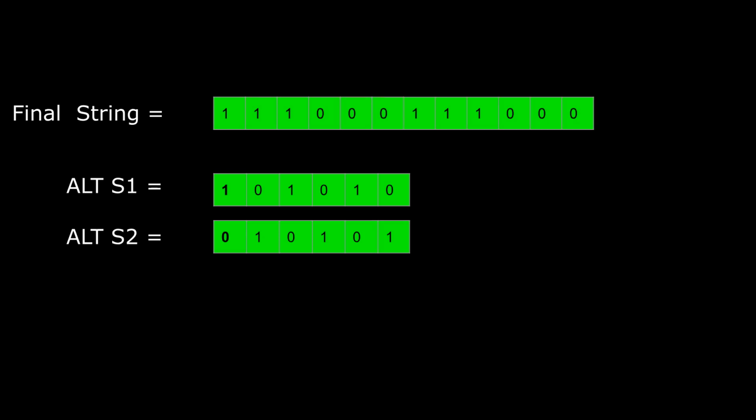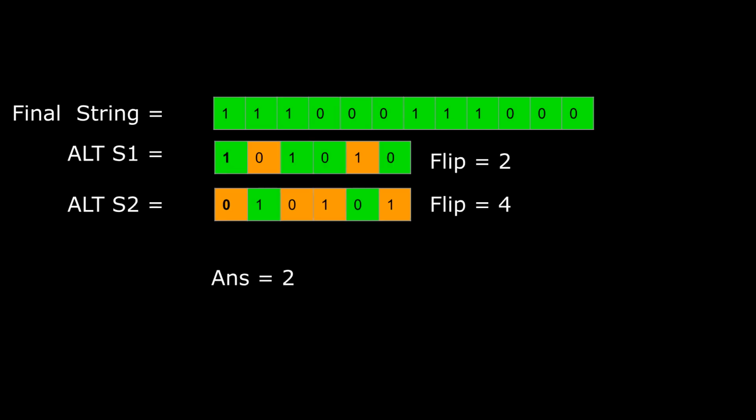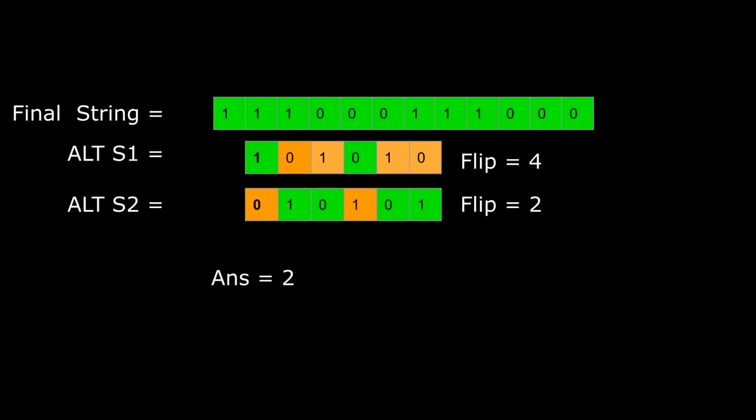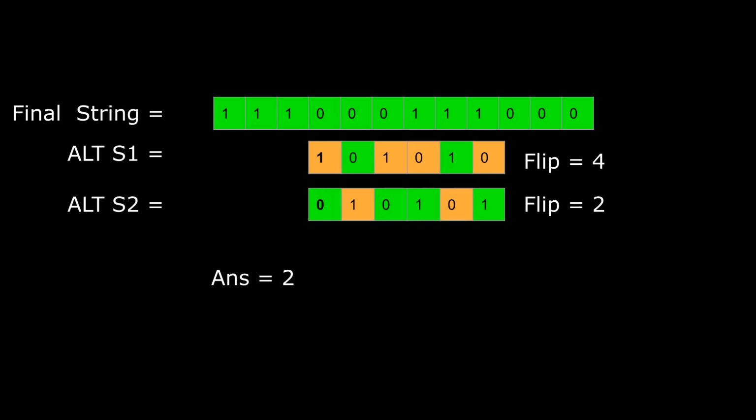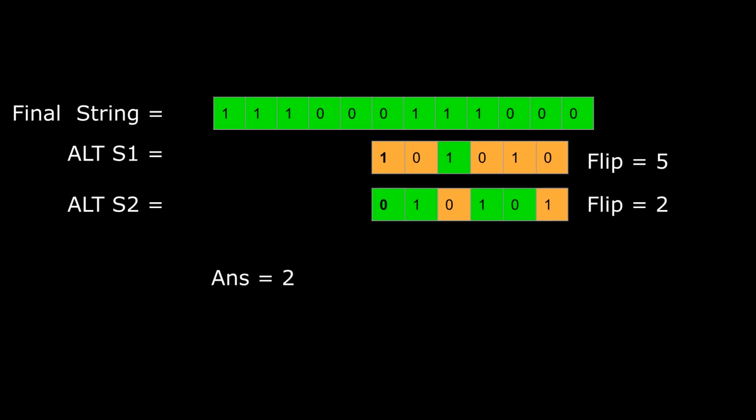So now we have to slide the window. Basically, we are going to move the alt S1 and alt S2 along this final string and see how many flips we have to do for each and every iteration. So this is the brute force approach. We get the final string and slide the possible alternating binary string along it and calculate the flips we have to do, right?